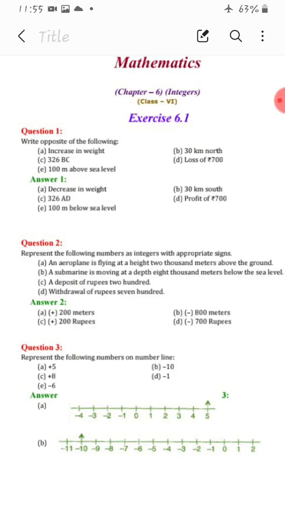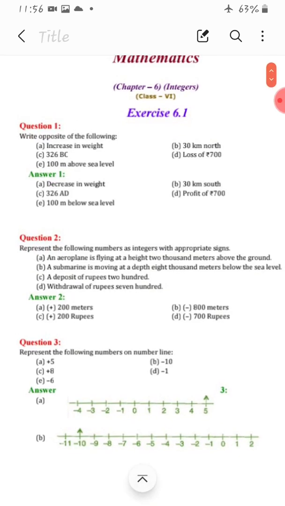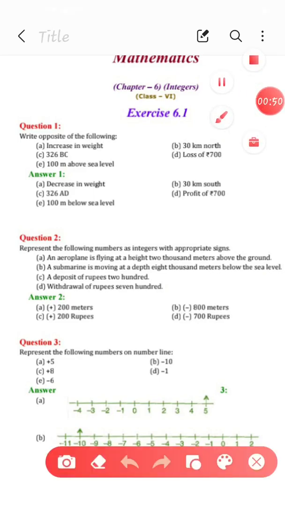So here question number 1a is given, increase in weight. As we can see the word increase, that means it is plus. So our opposite will be what? Decrease in weight. So the answer is decrease in weight. Then B, 30 kilometer north is given, so our answer will be 30 kilometer south.